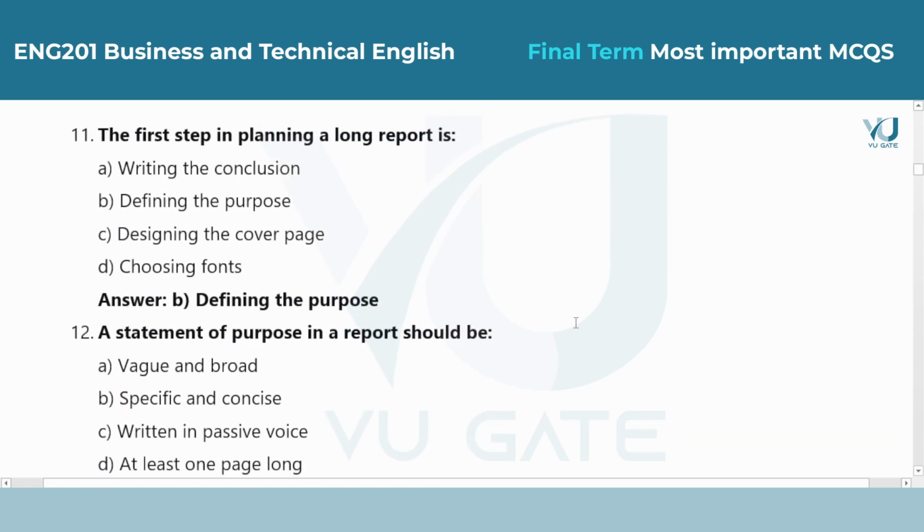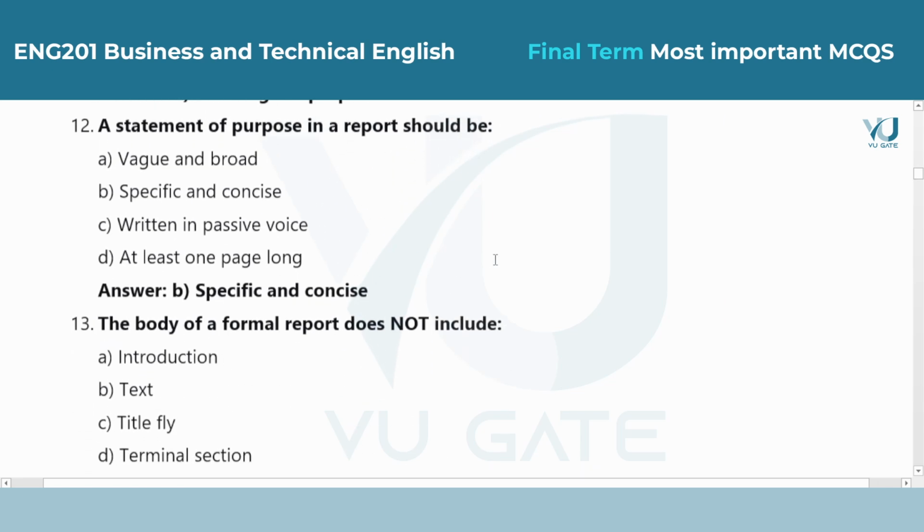11. Question. The first step in planning a long report is, answer, B. Defining the purpose. Concept. You must clearly state why the report is being written before you can begin collecting or analyzing data. 12. Question. A statement of purpose in a report should be, answer, be specific and concise. Concept. A focused purpose statement keeps the researcher on track and prevents the report from becoming too broad.